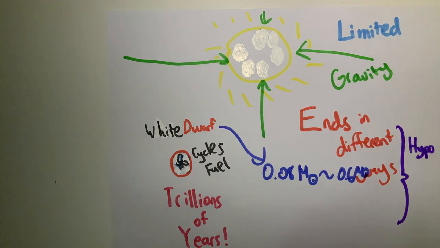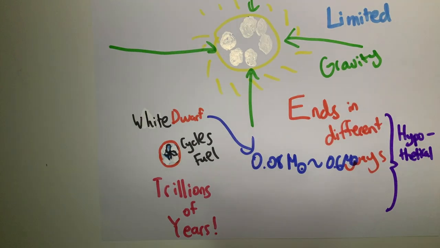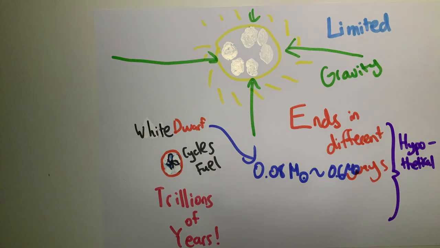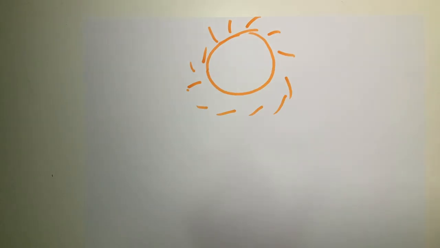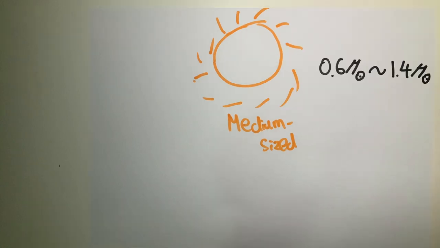Medium-sized stars such as our Sun, with a mass of 0.6 to 1.4 solar masses, are massive enough to sustain helium fusion once the hydrogen has run out.